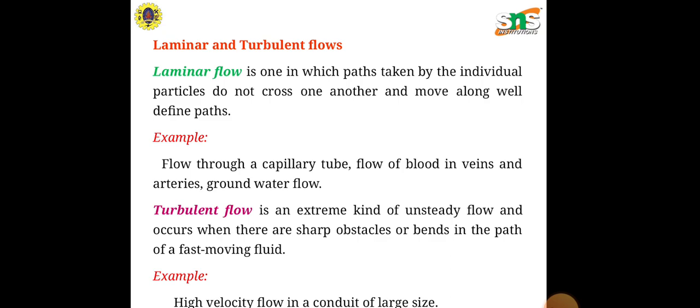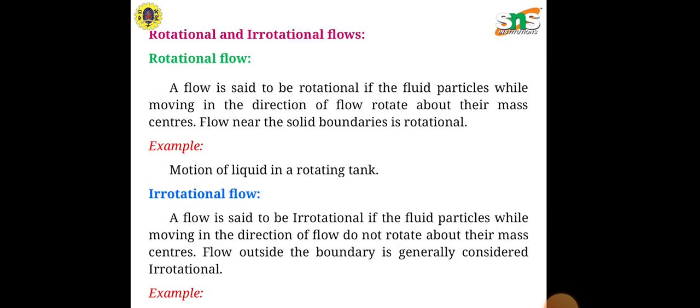Turbulent flow is an example of unsteady flow and occurs when there are sharp obstacles or bends in the path of fast moving fluid. So a zigzag movement will be there. It is a high velocity flow in a conduit of large size.